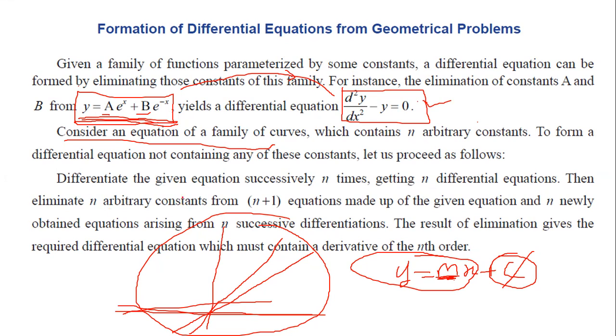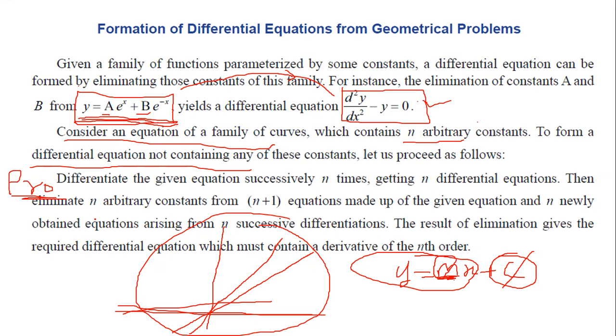So this is the starting point. Consider an equation of a family of curves which contains n arbitrary constants. It may contain only one arbitrary constant, or two arbitrary constants. In general, if it contains n arbitrary constants, to form the differential equation not containing any of these constants, let us proceed as follows. What is the procedure? Differentiate the given equation successively n times and get n differential equations.